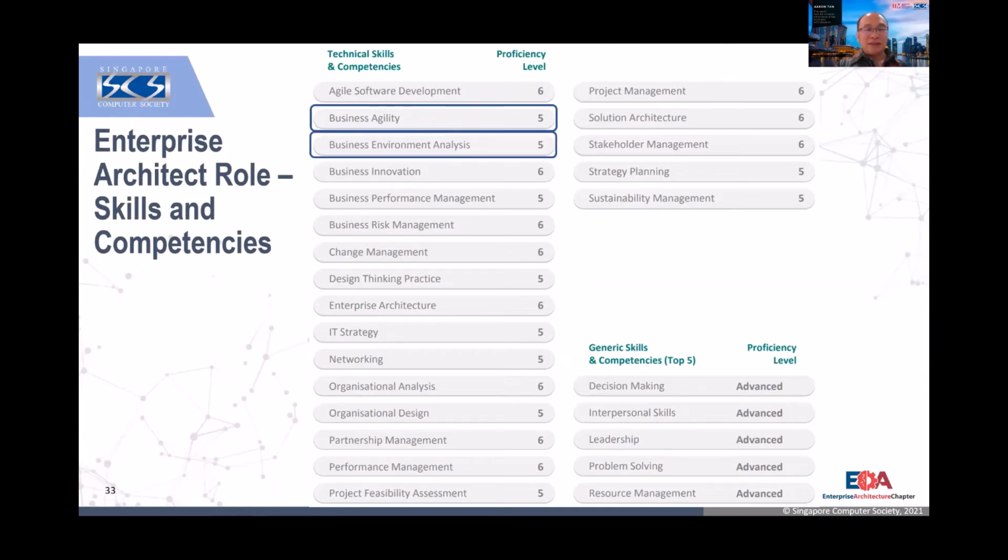Then business environment analysis, also very, very important. We need to know how the actual user is using it. What are their current landscape? So we need to know that. Then business innovation. Basically, we need to know what are the current trends out there? How can we help the business? So if business innovates into this direction, can our technology support that? So that's what we need to know.